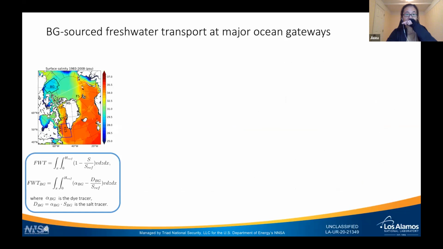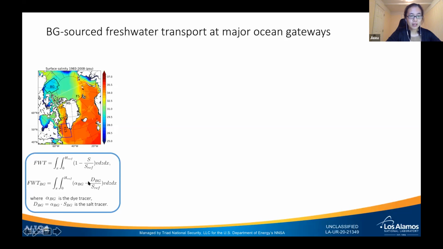For the next step, we want to look at the Beaufort Gyre-sourced freshwater transport at major ocean gateways. We focus on 4 locations: Lancaster Sound, which is here, and Nares Strait, which is here. Both of them are the 2 major Canadian archipelago pathways. Then Davis Strait, and then Fram Strait. In any of the ocean models, we can use this first equation to calculate the freshwater transport. Here S is the salinity at each grid box, S_ref is the reference salinity, and V is velocity.